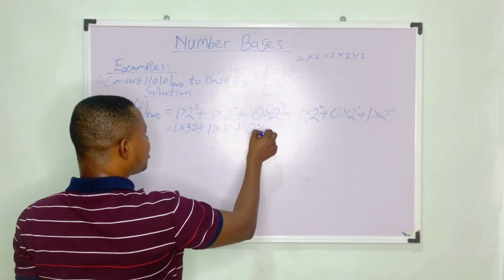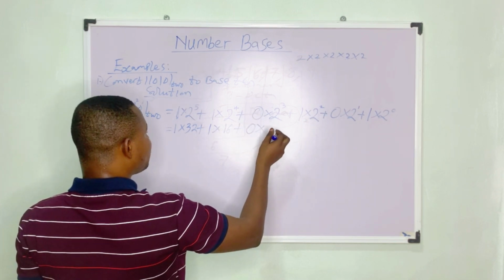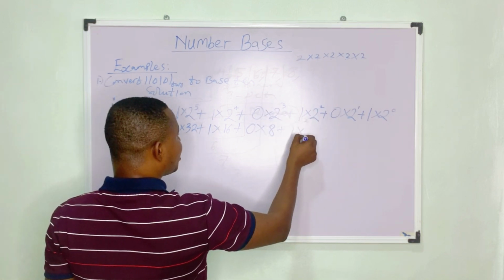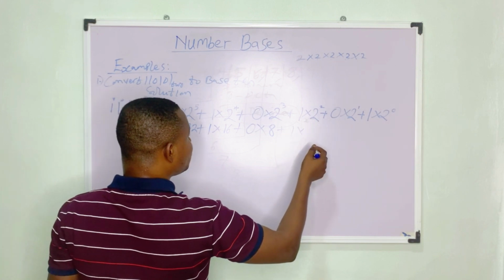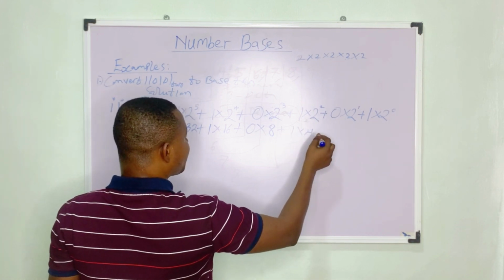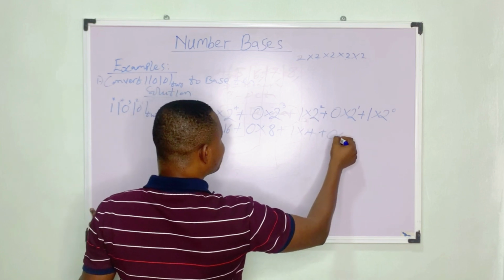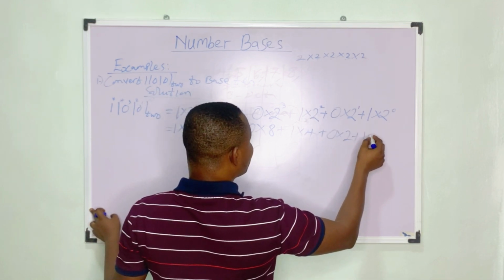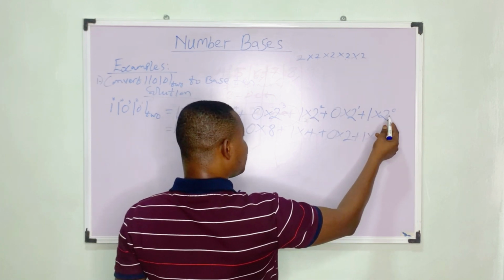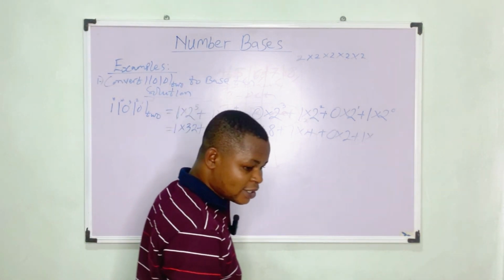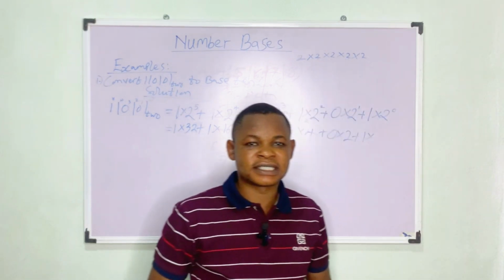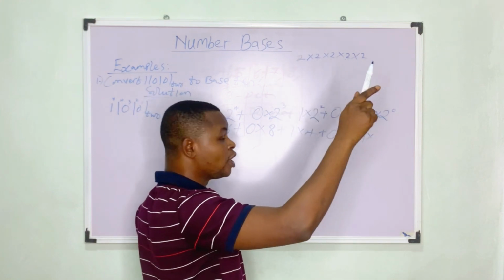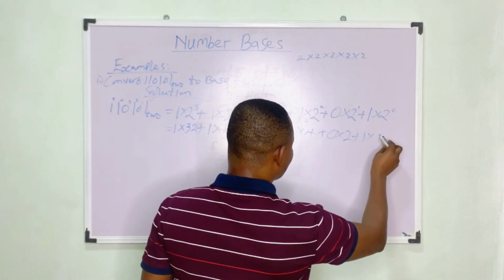Plus 0 times 2 raised to the power of 3 will give us 8. Plus 1 times 2 raised to the power of 2 will give us 4. Plus 0 times 2 raised to the power of 1 will give us 2. Plus 1 times 2 raised to the power of 0 will give us, in the law of indices, so when we get to indices, I will explain better to you, any number raised to the power of 0 will give us 1.